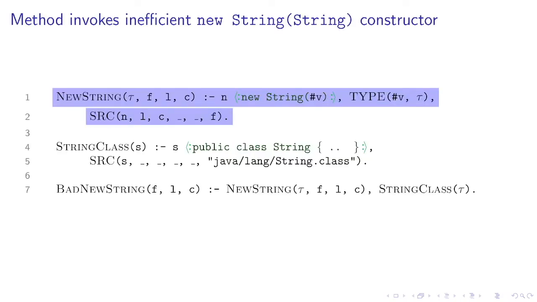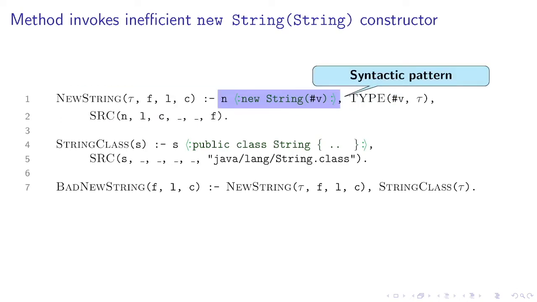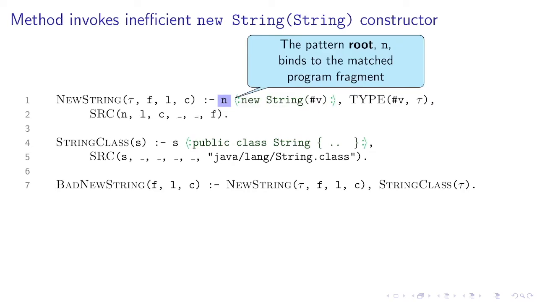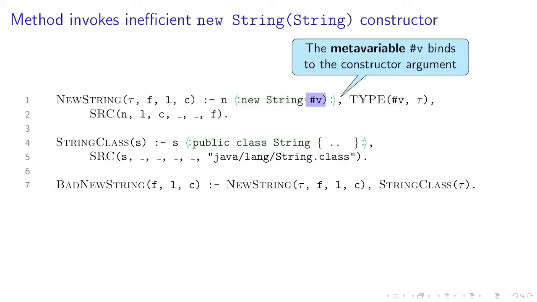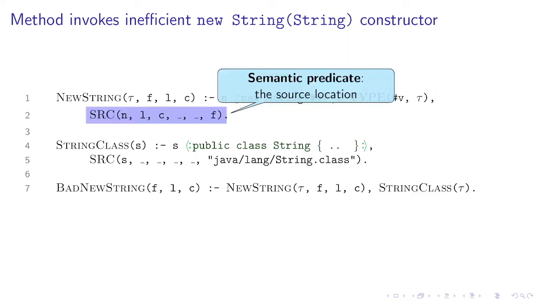Now, let's have a look at the detector for inefficient string constructors implemented in JavaDL. In the first rule, we define the new string predicate, which states that in file F, line L, column C, we call the string constructor with precisely one argument of type tau. The first literal on the right-hand side is a syntactic pattern, which matches a new string expression, binds it to the variable n, and its single argument to v. Then we use a semantic predicate to connect v to its type tau. Finally, we use the source semantic predicate to retrieve the source location for the new expression.